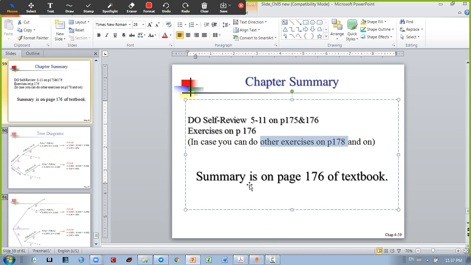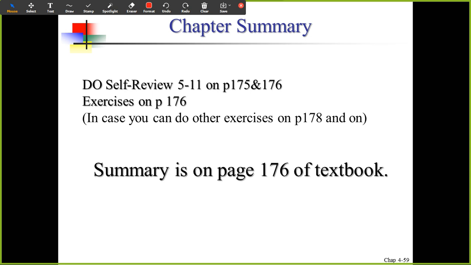Okay, this comes to the end of chapter 5. It is your turn to watch, study, and practice, and practice again in order to get more understanding and to remember the formulas. Okay, this is for your time.